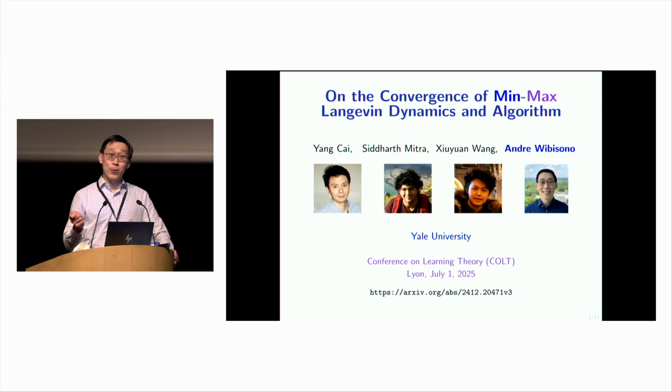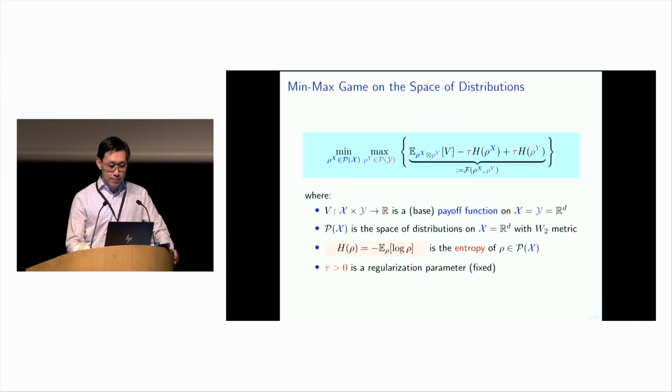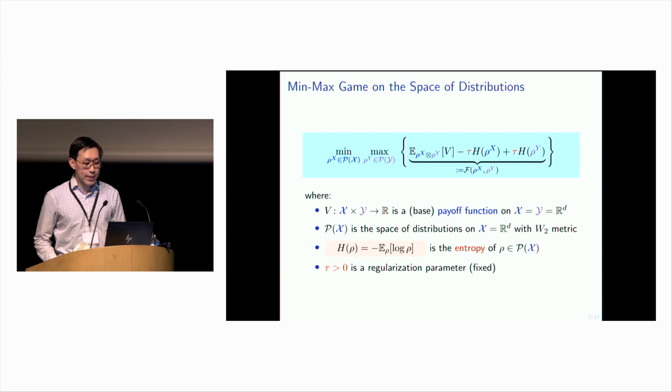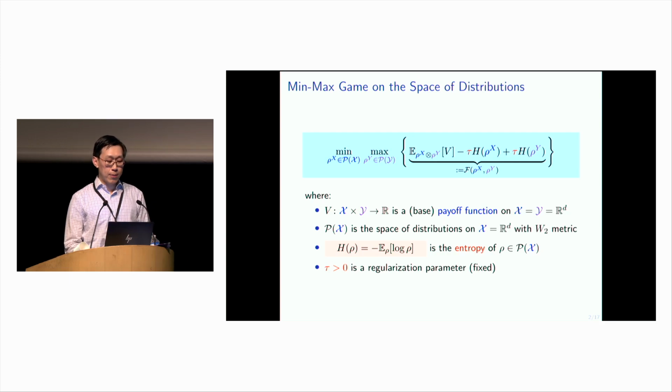So this is for game theory instead of optimization and sampling from the previous talk, but there are still a lot of similar techniques. So the problem here is that we want to study this min-max problem on the space of distributions, where the payoff function looks like the following. So this payoff function f looks like the expectation of some base payoff function v over x plus y, and then plus this entropy regularization.